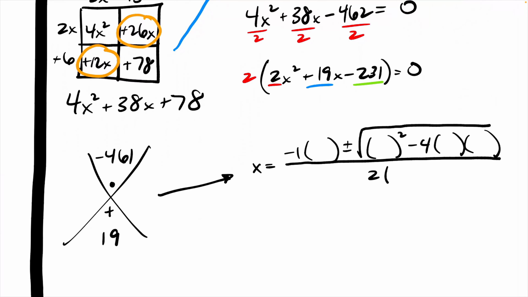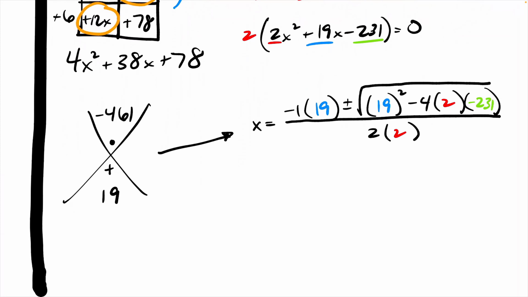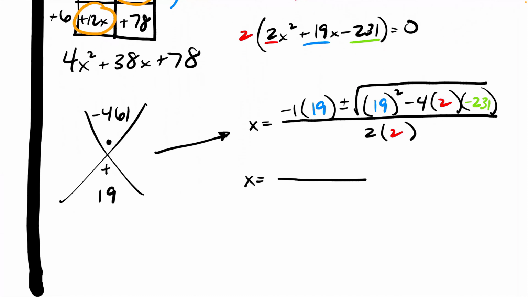Okay. A is 2. B is 19. C is negative 231. Multiply. Negative 19 plus or minus the square root of 19, 19 squared is 361 minus.